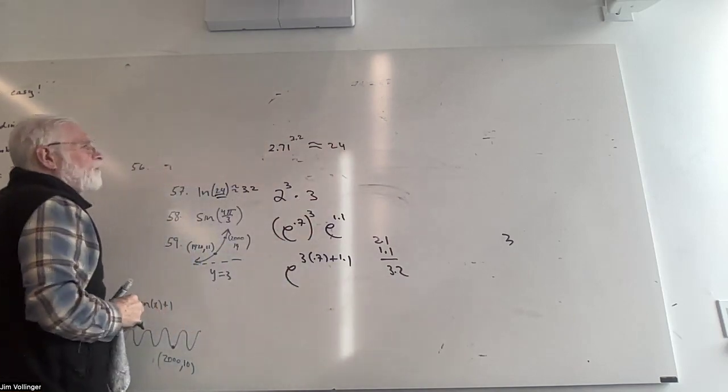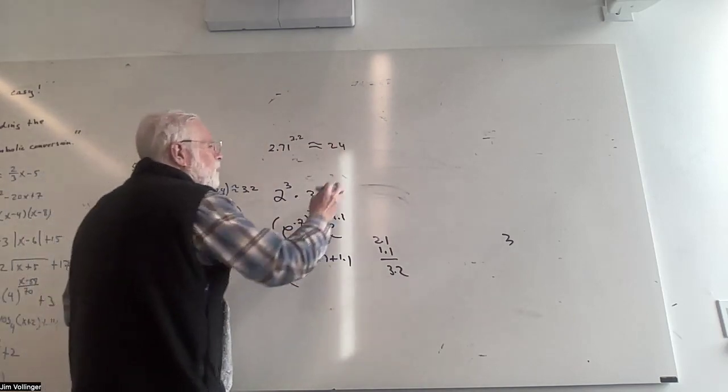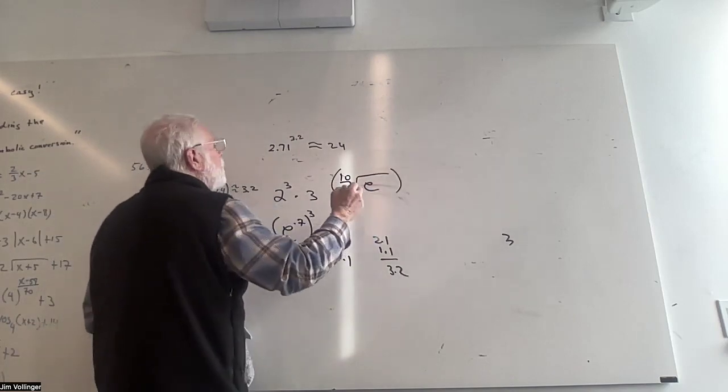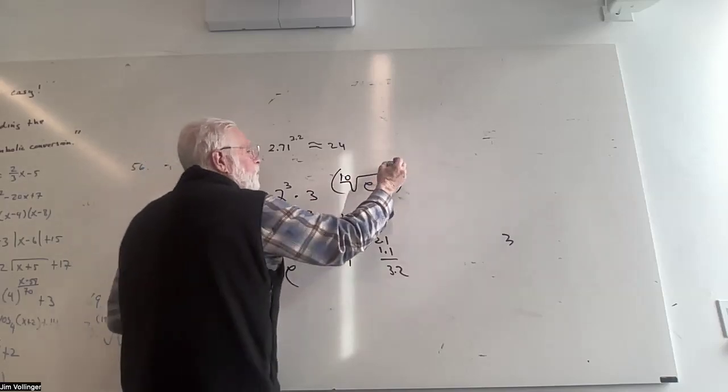Now, what is 3.2? Well, it's 32 divided by 10. So the calculator is taking the 10th root of e, and then, I forgot what I said, raising it to the 32nd power.